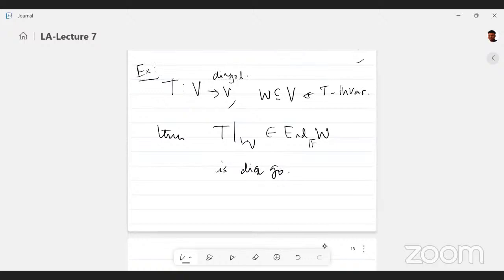Okay, so that follows from this: the minimal polynomial of T restricted to W will divide the minimal polynomial of T. So the minimal polynomial of T restricted to W divides the minimal polynomial of T.